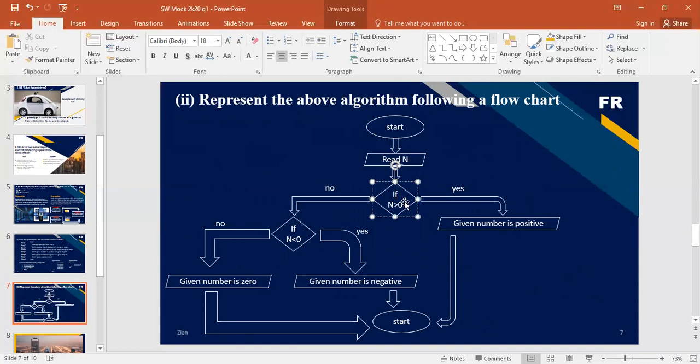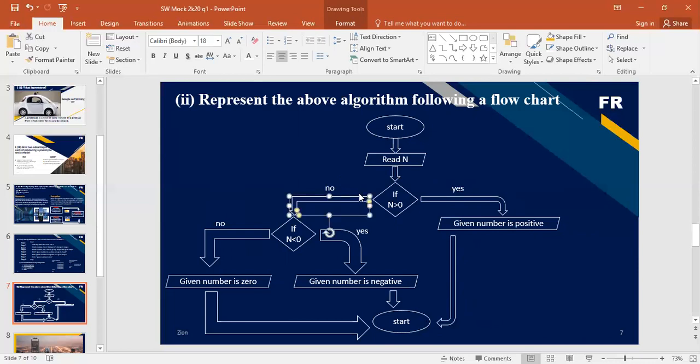The first condition: if N is greater than 0. Yes, which means that it's positive, it's accepted. What should it do? Print given number is positive. Then it ends. After this, directly it ends because it's written on the paper: given n value, if n greater than 0, then go to step 5, else go to step 4. Good. So either it ends or it goes to step 4.